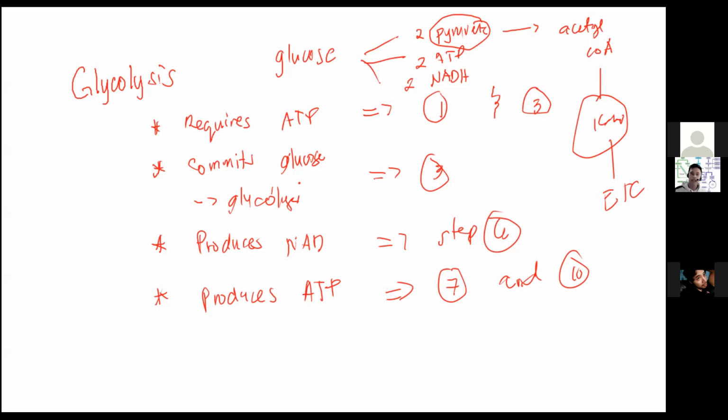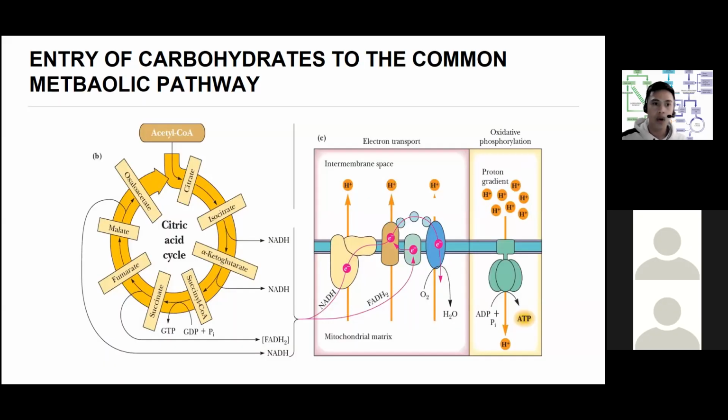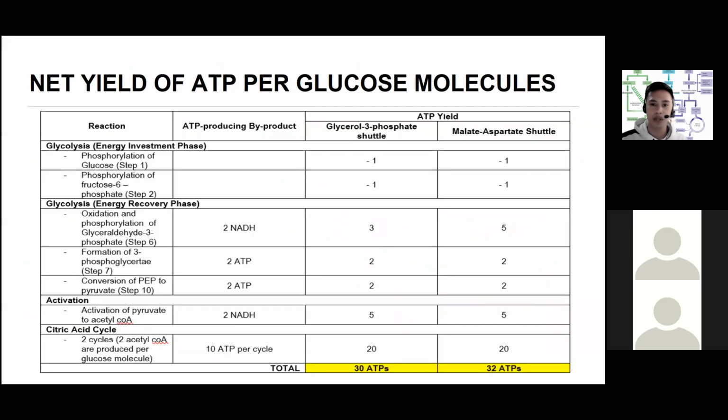Questions so far? We weren't able to calculate how much ATP we produced yet. So I will just give it to you as a recorded lecture. I don't think you would be able to understand further if I continue the discussion. With regards to how I got 30 and 32 ATP, I will give it to you as a pre-recorded lecture.